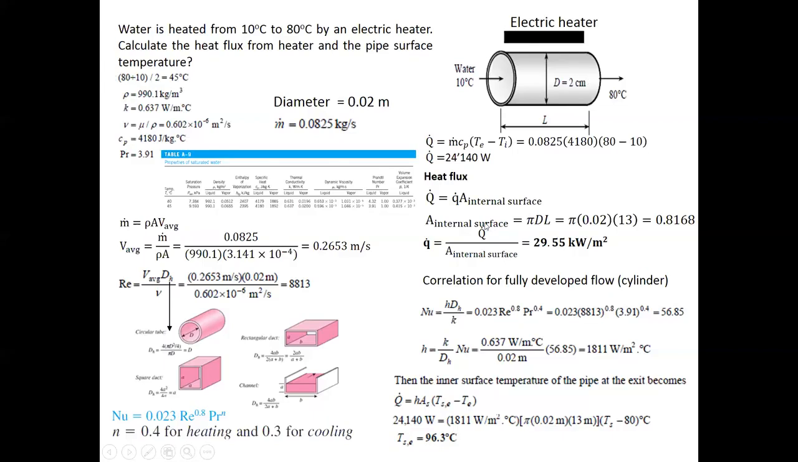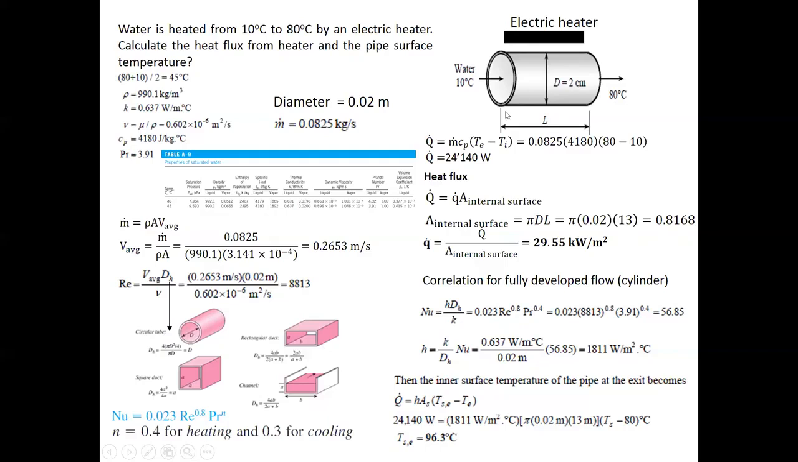So this is a 13 meter pipe. Okay, this is a 13 meter pipe. This I didn't write in here. So basically this is 30 meter. And then you get the answer: the heat flux is 29.55 kilowatt per meter square. So at any point, the heat flux is going to be the same, 39.55.